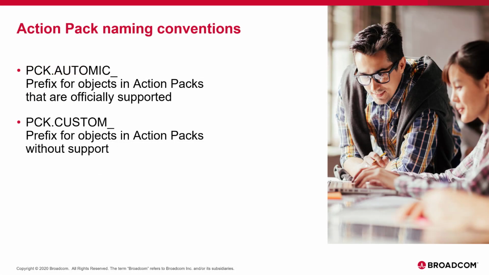The name pattern for action packs is as follows. Action packs that are officially supported, use the prefix, _Automic_. Action packs from the community, which do not have official support, use the prefix, _Custom_.